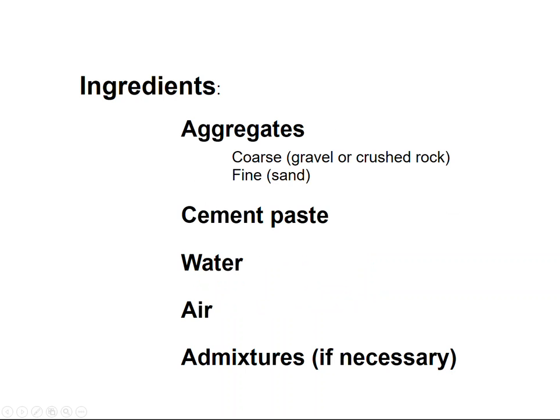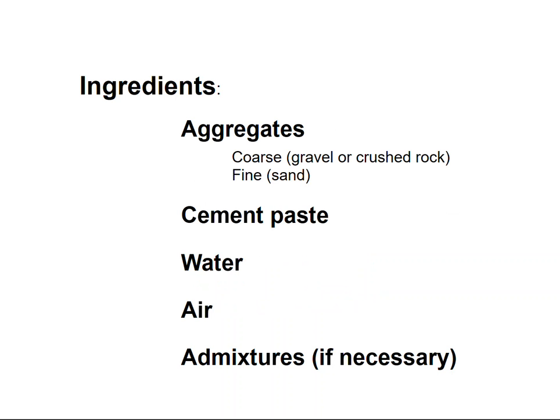So the ingredients for traditional Portland cement concrete are pretty basic. We have aggregates, both coarse and fine. That's what we've been mainly talking about so far this semester. Remember, the coarse aggregates are your gravel or potentially crushed manufactured rock, and your fine aggregate is your sand. We have a cement paste, or actually I should probably say cement powder. We have water, which is used to make the paste.